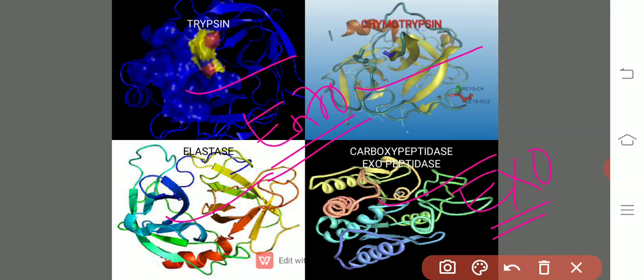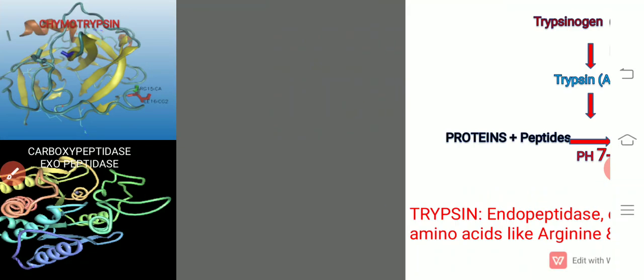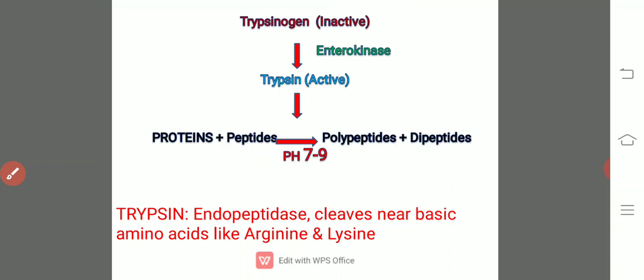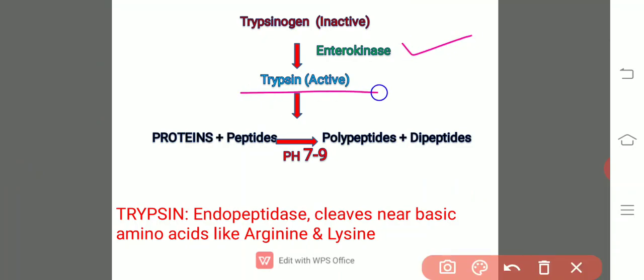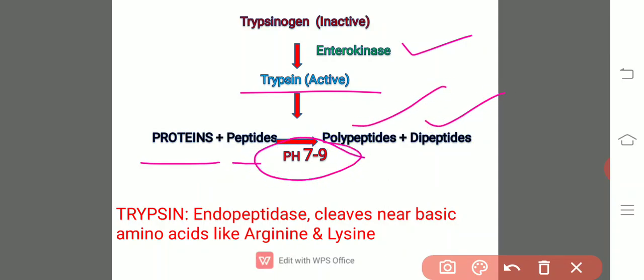It cleaves the carboxy terminal peptide bonds of amino acids. Right? Then what happens to the trypsinogen? Trypsinogen undergoes the catalytic activity of the enterokinase and thereby gets converted to trypsin. This trypsin digests and degrades proteins and peptides into polypeptides and dipeptides. The optimum pH is 7 to 9.